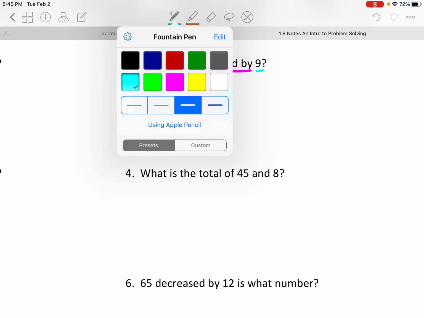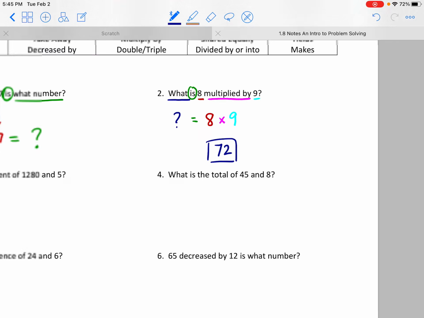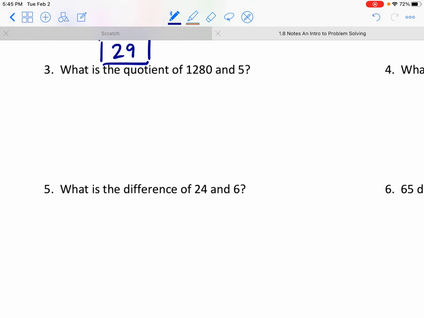Well, we're going to figure that out. We're going to answer our question here. And so 8 multiplied by 9 is 72. That means the answer to our question is 72. Okay. Not so bad. Let's keep trying here.